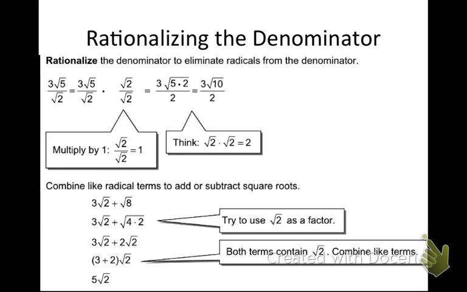Last thing we're going to do, this is the one that says it's going to be the new information. This is going to be the toughest one. Rationalizing the denominator. Okay?